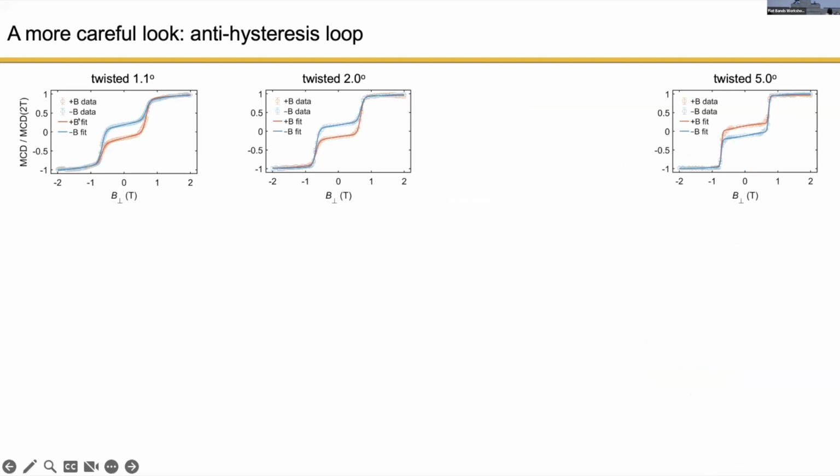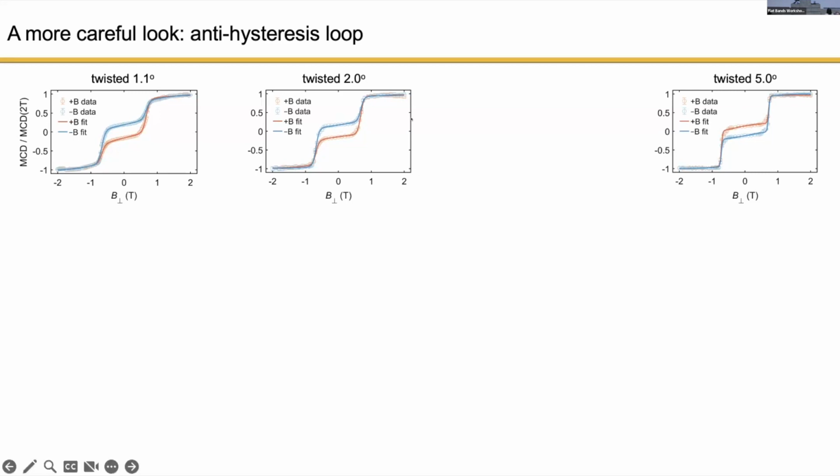So we tried to plot the sweeping up and the sweeping down with different colors. For 1.1 degree and 2 degree, we can clearly see that the hysteresis loop is normal. We have this counterclockwise hysteresis loop as people typically see. But when we look at this 5-degree sample, the hysteresis loop actually goes clockwise, which is counterintuitive or unexpected.